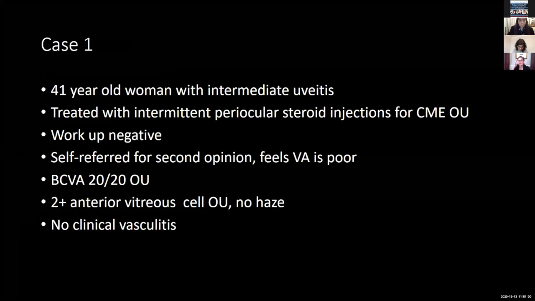I'm going to do this with cases because that's how I always teach. So our first case is a 41-year-old woman. She's an engineer, and she's self-referred because she's miserable. She's been treated intermittently with periocular injections of steroids when she gets CME. But she says that her vision is terrible even when her OCT is fine. Her best corrected acuity is 20/20, but she is miserable. She has 2+ anterior vitreous cell in both eyes, no haze, no clinical vasculitis, and workup is unrevealing.